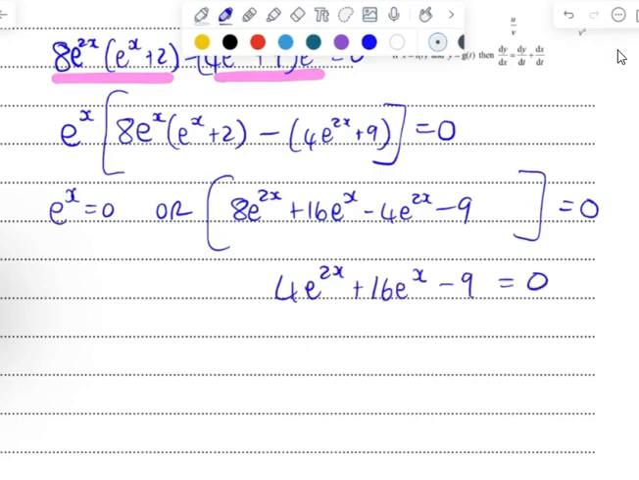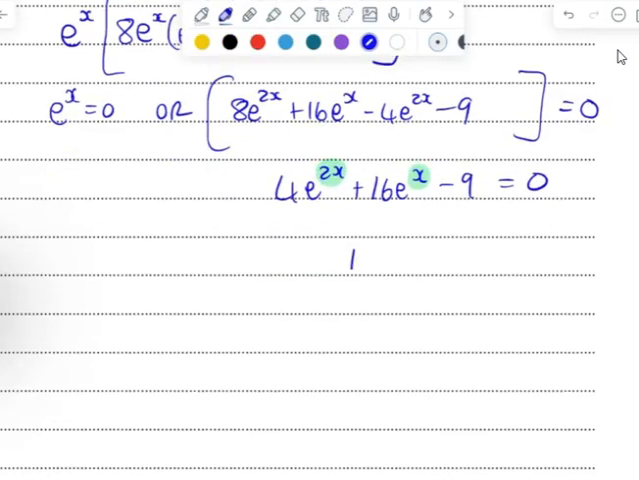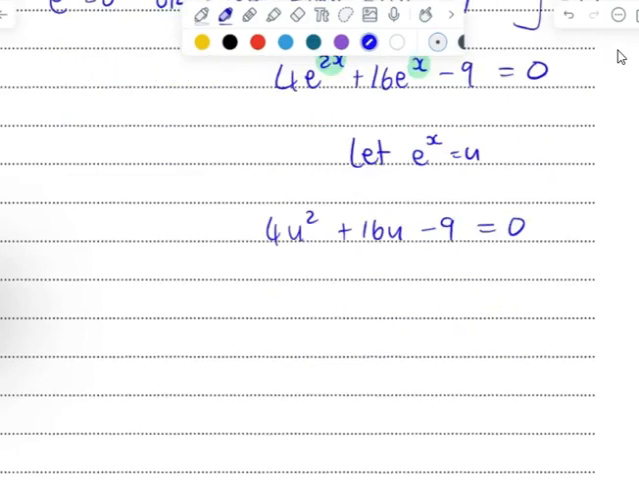Okay, this is starting to look like something that I could solve like a quadratic. So I've got e to the 2x, and then I've got an x, and I've got a constant. Maybe a better way to do it is to let e to the power of x equal u. So I've now got 4u squared plus 16u minus 9 is equal to 0. And how would we solve this?